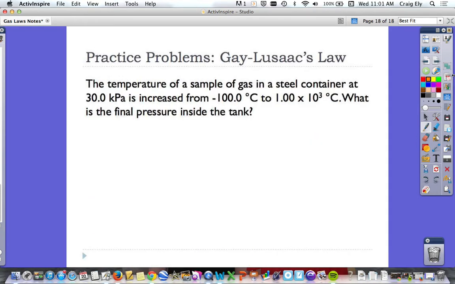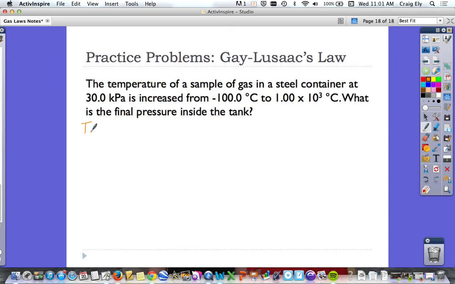Let's look at our second problem. So our second problem says the temperature of a sample of gas in a steel container at 30.0 kPa is increased from negative 100 degrees Celsius to 1.00 times 10 to the third degrees Celsius. What is the final pressure inside the tank? Okay, first of all, don't be freaked out about this scientific notation. It's not going to be that big of a deal. We'll deal with that here in just a minute.